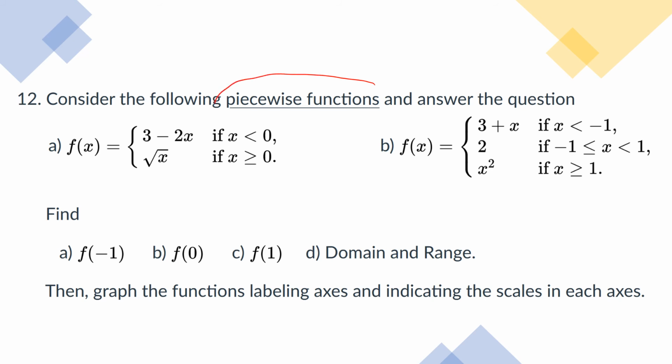Question number 12 is about piecewise functions. That's another very important topic in pre-calculus. One has 2 branches. Part B has 3 branches, and we can talk about how to graph this properly, and also how to evaluate those functions along with the domain and the range. We can answer those questions in question number 12.